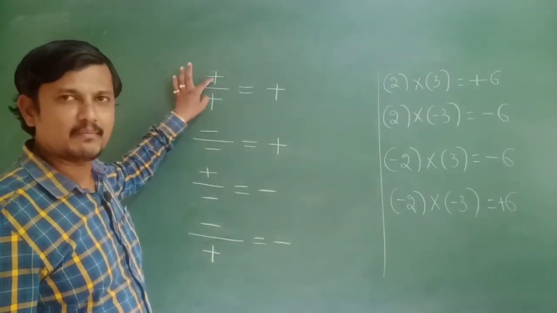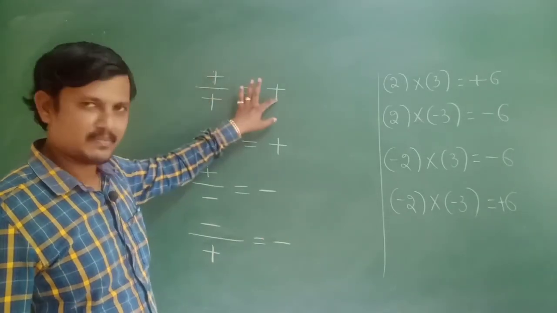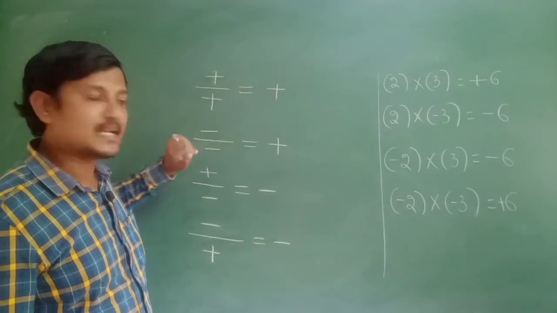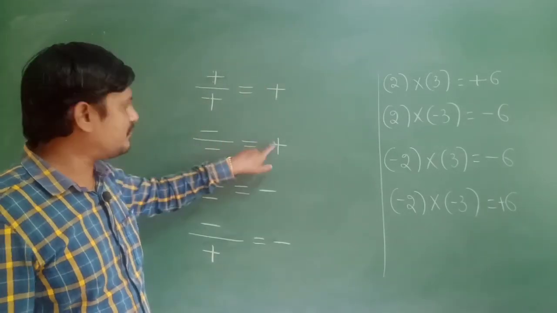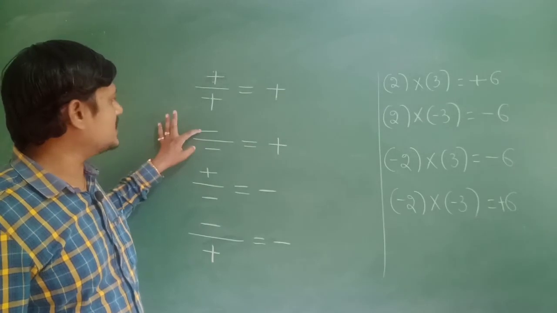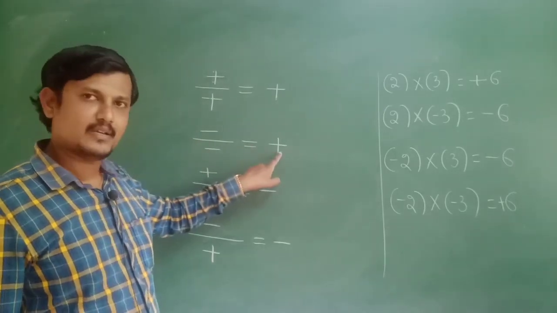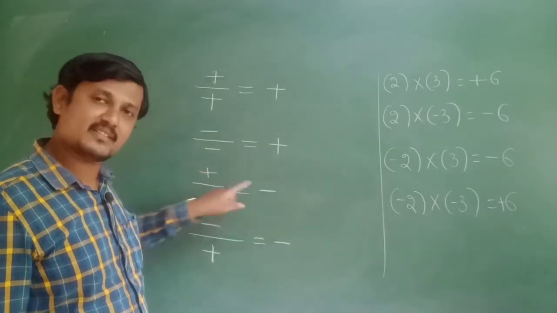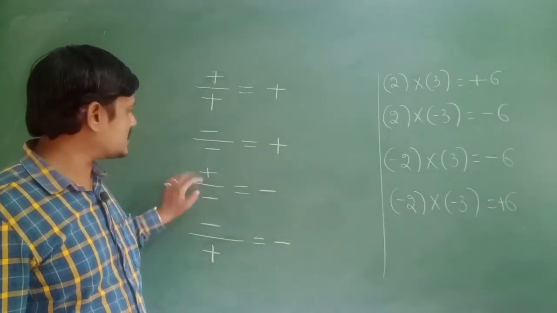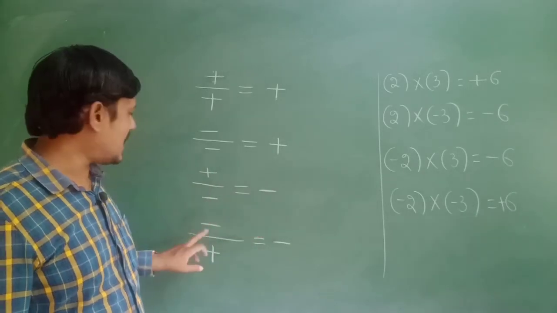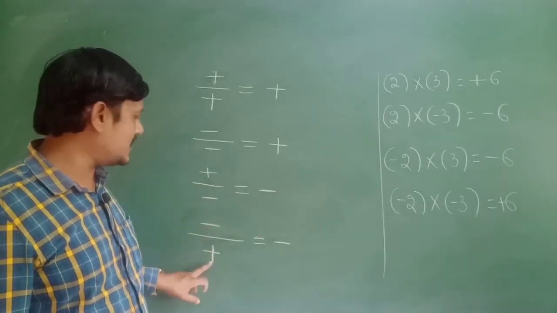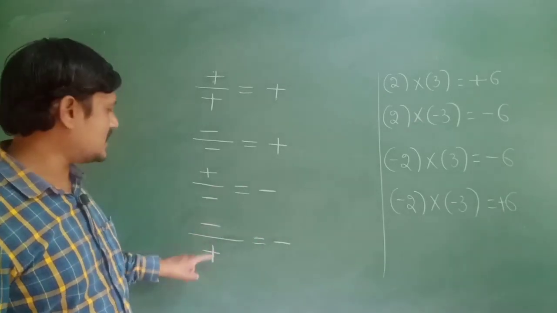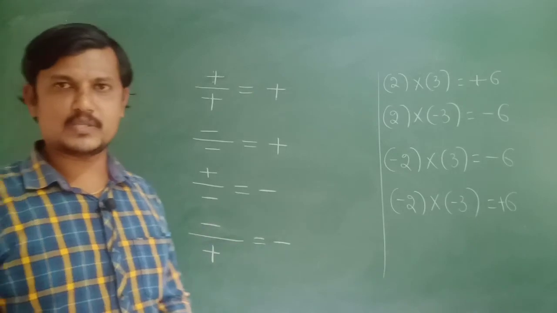Same as multiplication. Plus into plus, plus only. In division also, plus divided by plus, plus. In multiplication, minus into minus, plus. Here also the same, minus divided by minus is plus. In multiplication, plus into minus, minus. Here also, plus divided by minus, minus. And the last one, minus divided by plus is minus. In multiplication also the same, minus into plus is minus only, right?